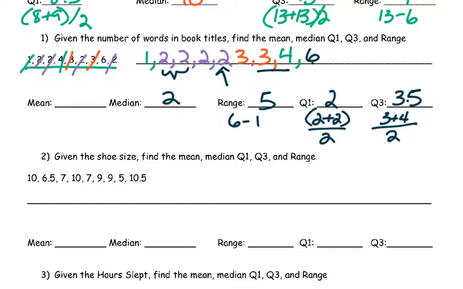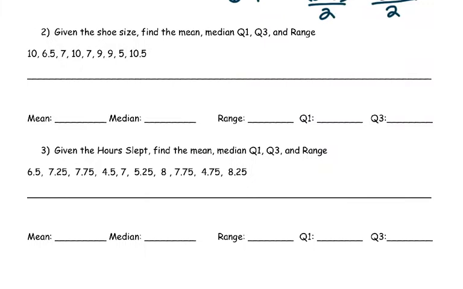Let's go back to the mean. I hope you added them. You should have gotten 2.78. Go ahead and do the second one on your own. I just want to go over a couple things on number 3.